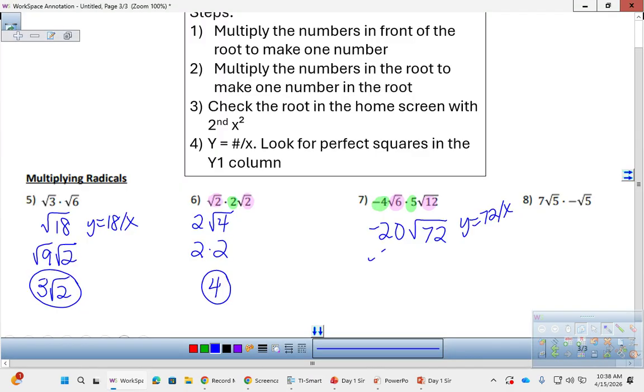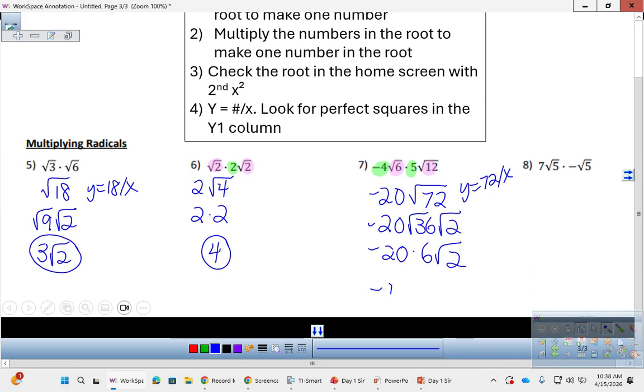So I'm going to keep the coefficient and I'm going to break that 72 up into 36 and 2. And the square root of 36 is just 6. So this problem really just becomes negative 20 times 6. You're multiplying those numbers in front. So this is negative 120 root 2.